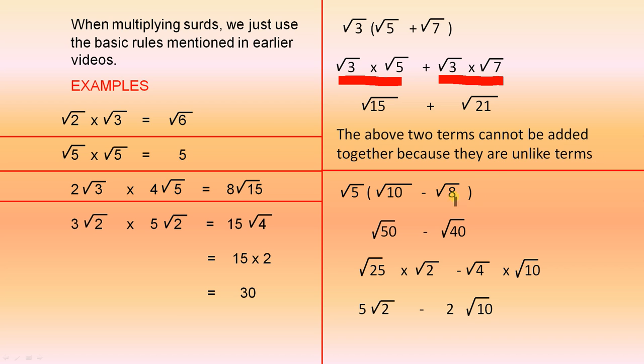The square root of 5 outside of the bracket square root of 10 minus the square root of 8. That's the square root of 50 minus the square root of 40. To simplify the square root of 50 is that. To simplify the square root of 40 is that. Square root of 25 is 5, so it's 5 root 2. The square root of 4 is 2, so 2 root 10. So the answer is 5 root 2 minus 2 root 10.